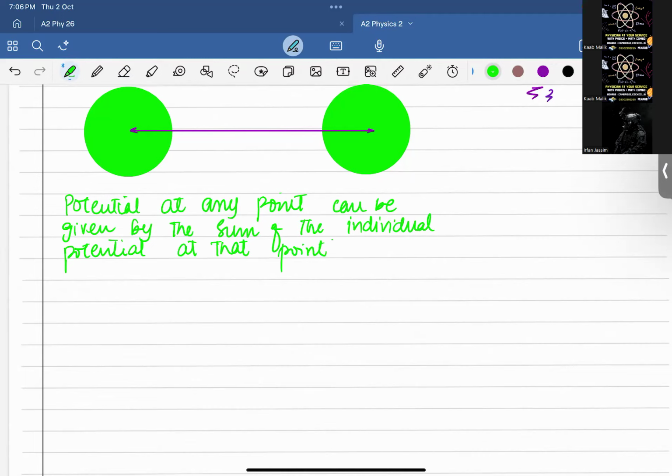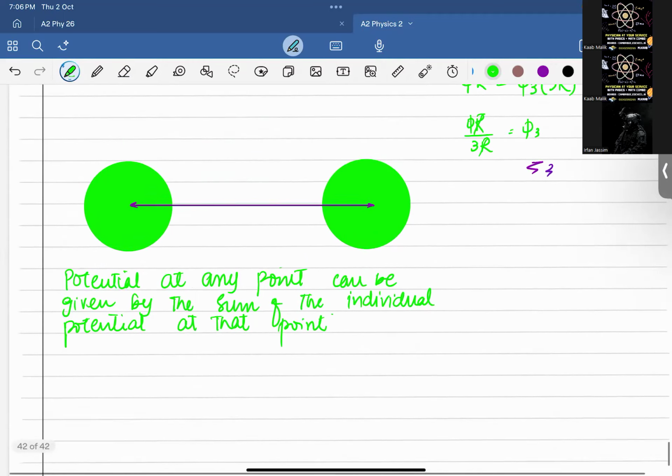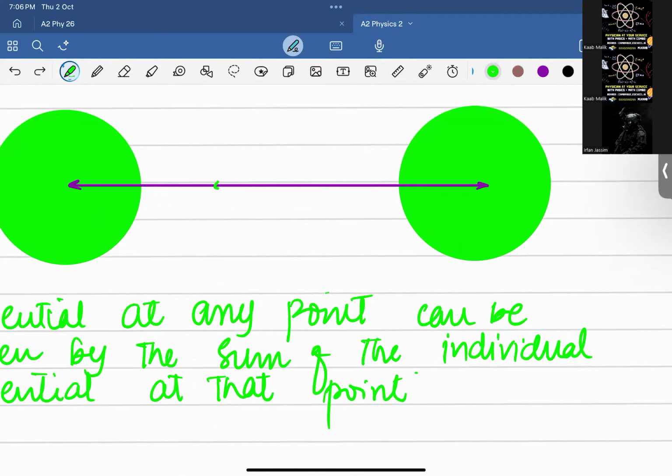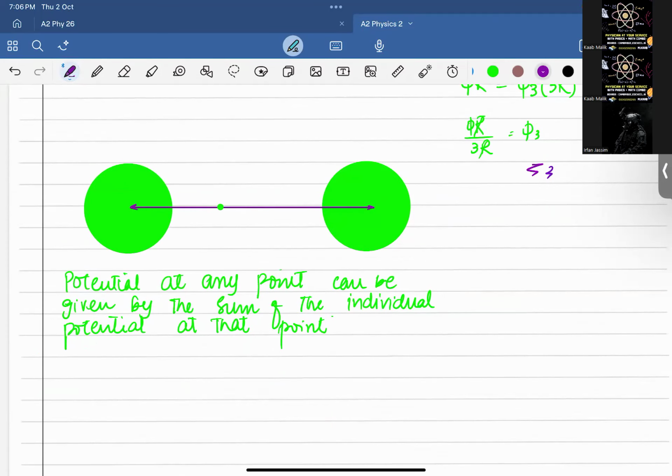Okay, so let's say if you're talking about this point. At this point, the gravitational potential is going to be the sum of the two potentials from the two masses, right? Let me just consider the values really quick. So let's say this value is x and the whole value is, let's say, d. Okay, this whole value is d. So this value is going to be d minus x, right?